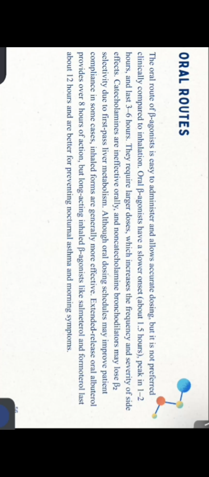Then, extended release oral albuterol provides over 8 hours of action, but long-acting inhaled beta agonists like salmeterol and formoterol has about 12 hours and are better for preventing nocturnal asthma and morning symptoms, sorry.